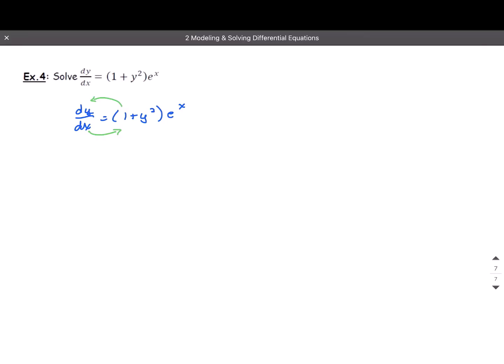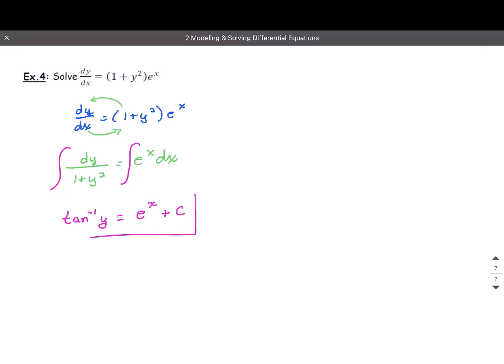So when I divide by 1 plus y squared and multiply by dx, there's my separation of variables. Now I'm going to integrate both sides. Do you remember your antiderivatives? The antiderivative of 1 over 1 plus y squared is tan inverse of y, equals the antiderivative of e to the x, which is e to the x plus a constant. And we have solved our differential equation.